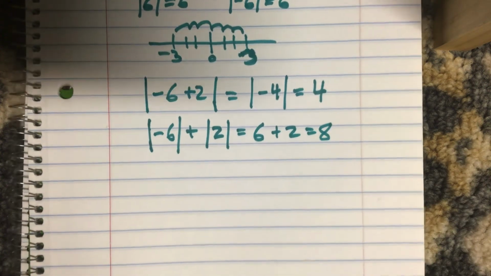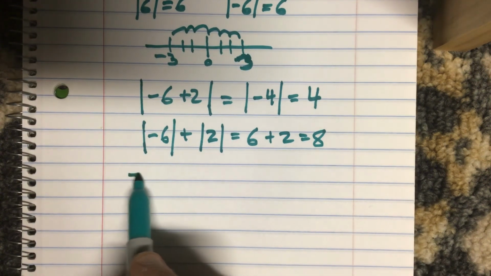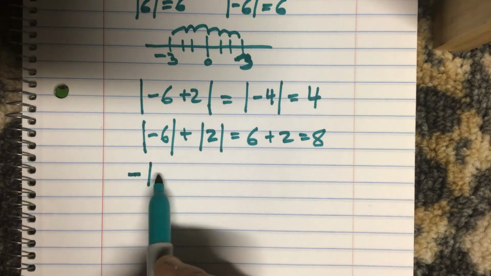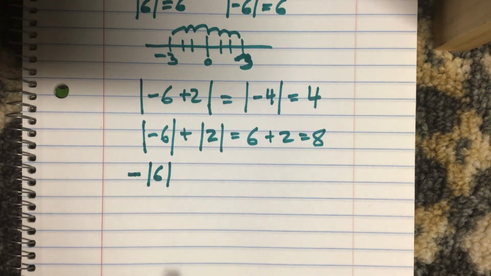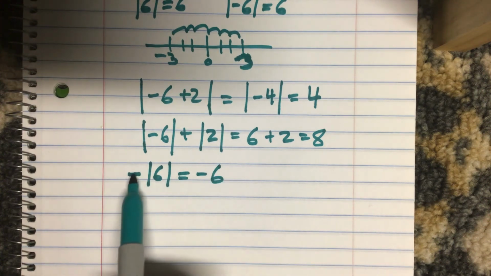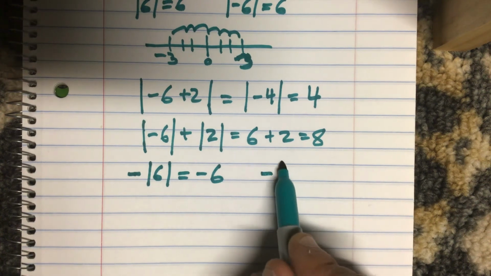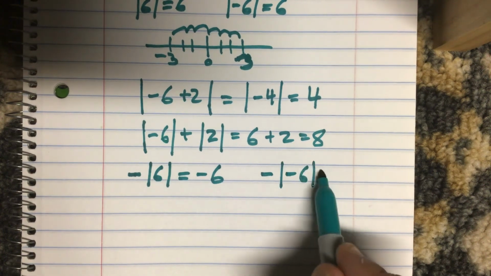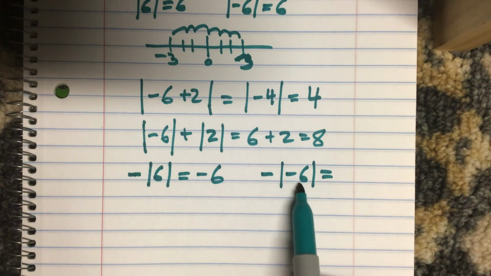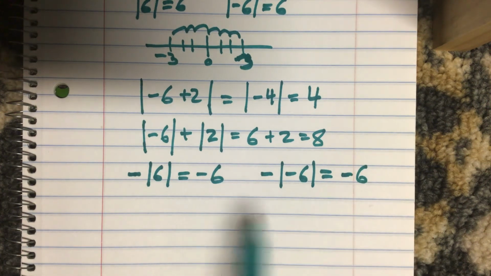Other things you might see. So it seems as though the answer always comes out positive, but you could end up with a negative answer if you're asked, what is the negative of the absolute value of 6? And so the answer would be negative 6. So you're taking the negative of the absolute value. You could have the negative of the absolute value of negative 6. So now you're taking the absolute value of negative 6, which we know is just 6, and you're taking the negative of that. So the answer can come out negative if there's a negative in front of the absolute value.